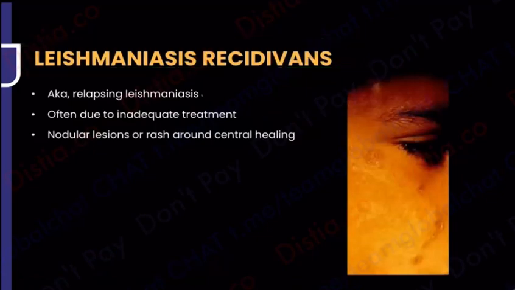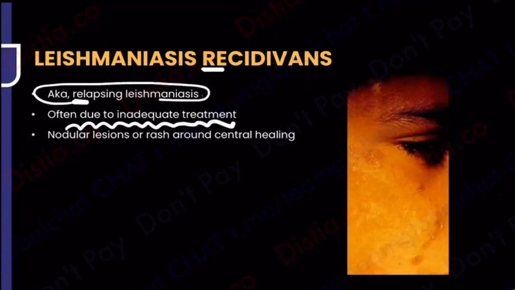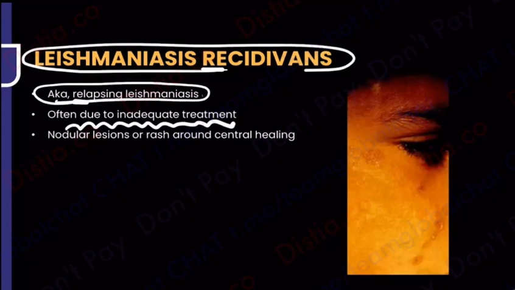Last thing, I want to ask you, what is Leishmaniasis recidivans? If you read the word recidivans, it is sounding like relapsing. Matlab you gave the treatment, but there was some problem in the treatment. You gave the treatment, liposomal amphotericin B diya tha, but now it has relapsed. So nothing but a relapsing Leishmaniasis. So instead of relapsing, they've called it Leishmaniasis recidivans.